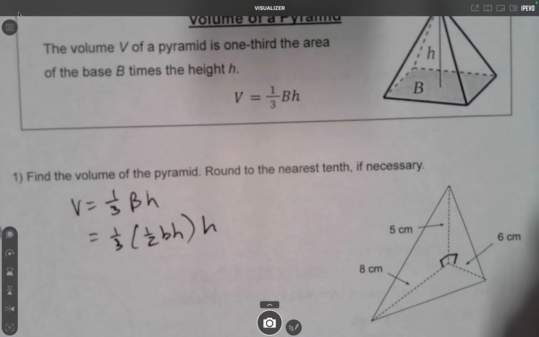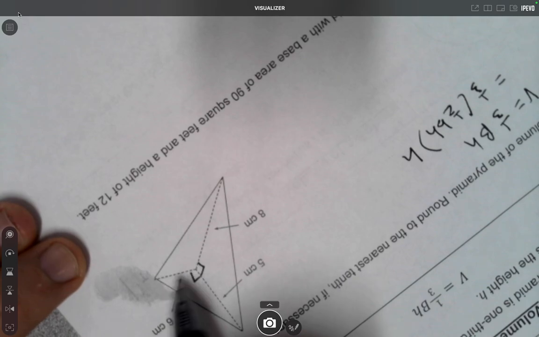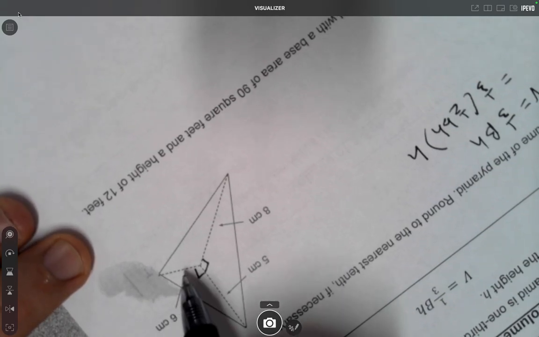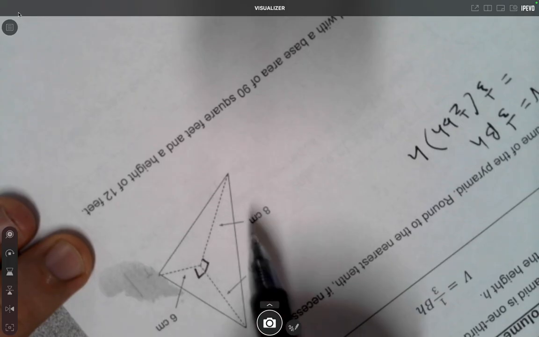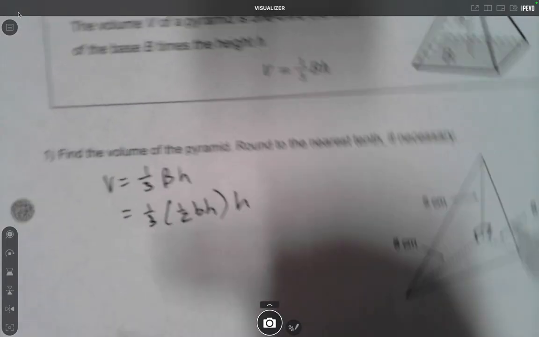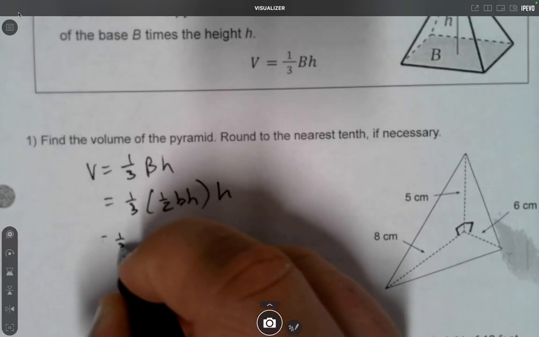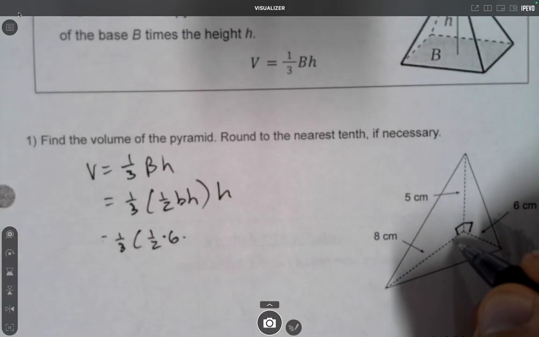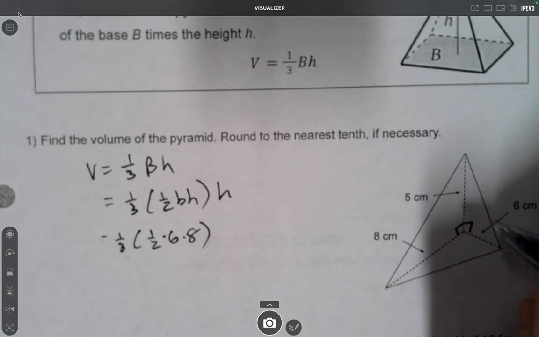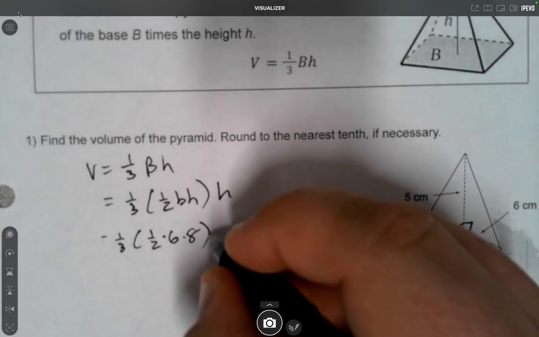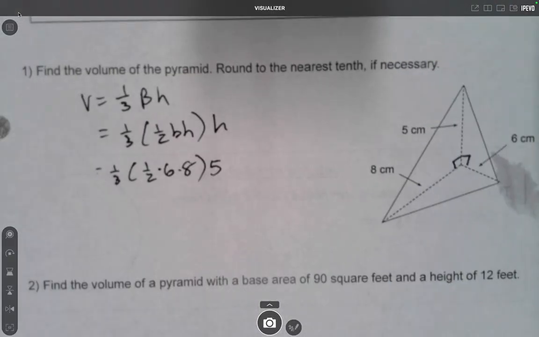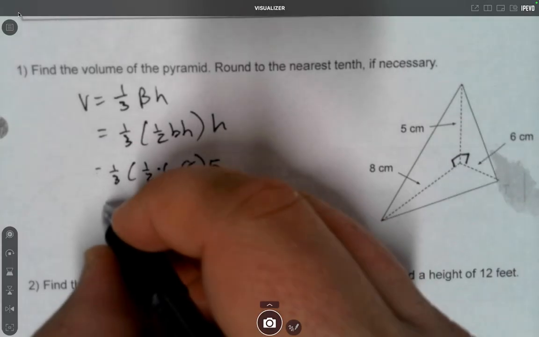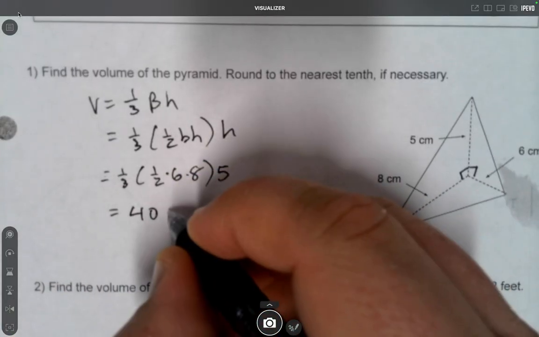So as I look at this, I tend to think of it more like this, where the base of the triangle is this length, which is 6 centimeters. The height of the triangle is this, which is 8 centimeters. So the way I would plug this in personally is I'd say 1/3 times 1/2 times the base of the triangle, 6, times the height of the triangle, 8, times the height of the whole pyramid, which is 5. So then you multiply all those together, and you end up with 40 cubic centimeters.